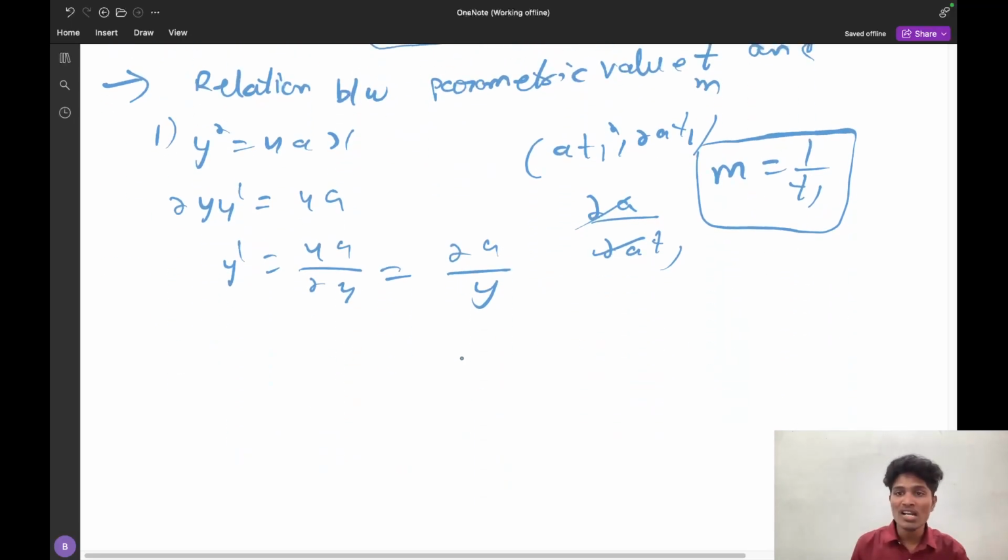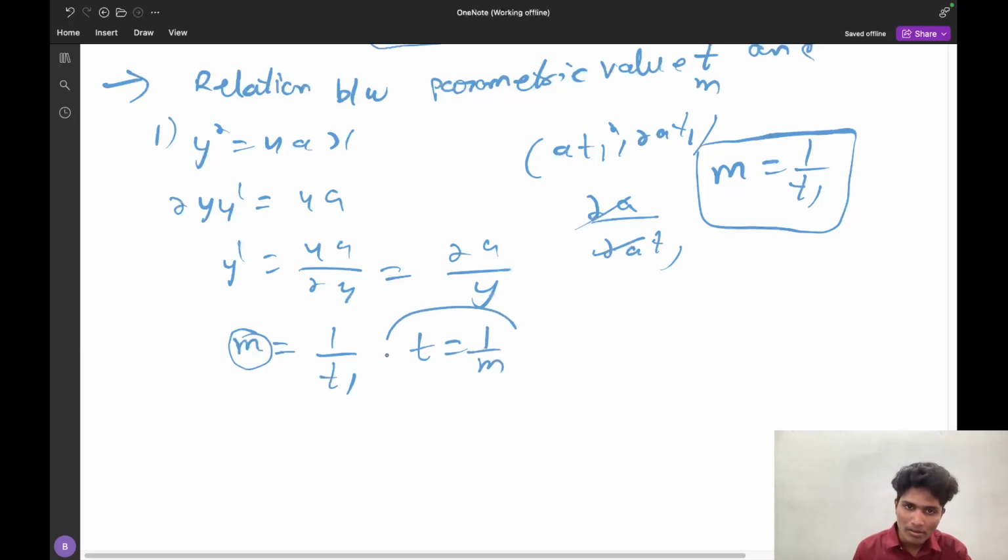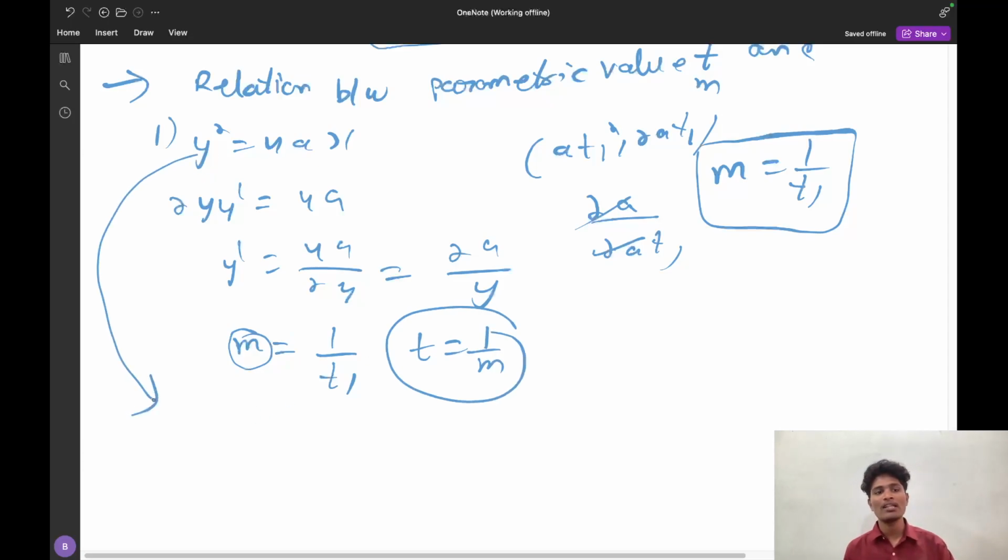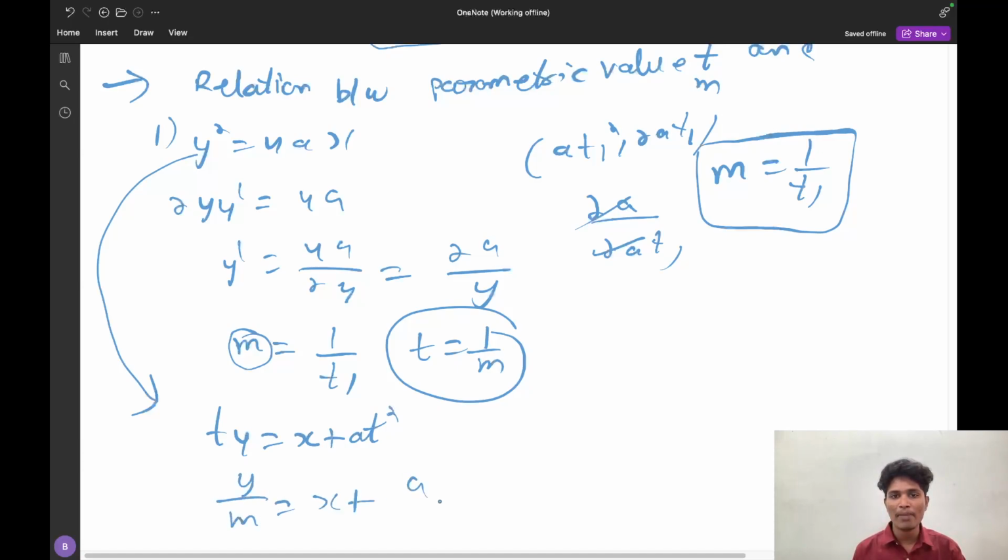Yes. So what is the relation here? m is equal to 1 by t. So if I want to write t in terms of m, what do I have to substitute? t is equal to 1 by m, I have to substitute. What is the equation of this one in terms of the parameter? The parametric tangent is ty equal to x plus at square. Yes. So substitute t is equal to 1 by m here. That is y by m is equal to x plus a by m square.